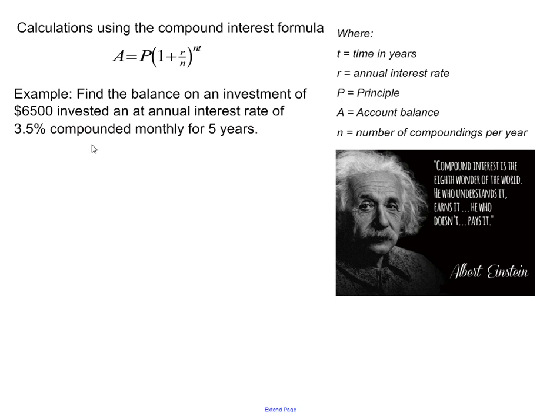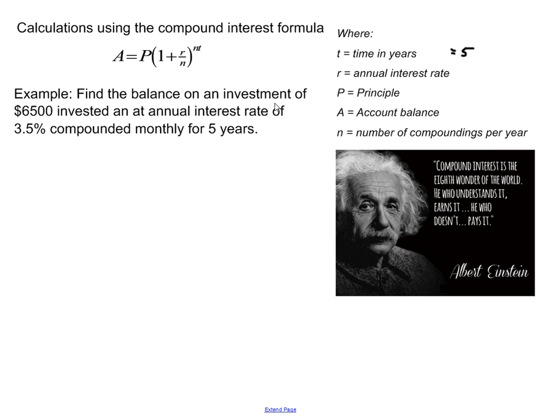Well, let's find the balance of an investment of $6,500. And let's say we have an annual interest rate of 3.5%, and we're going to compound it monthly for 5 years. All right, so T is the time in years, right? If we think about how this model works, as we explained in the last video, T is the time in years, and we want to invest for 5 years in our example right here, right? So we're going to set that to 5.